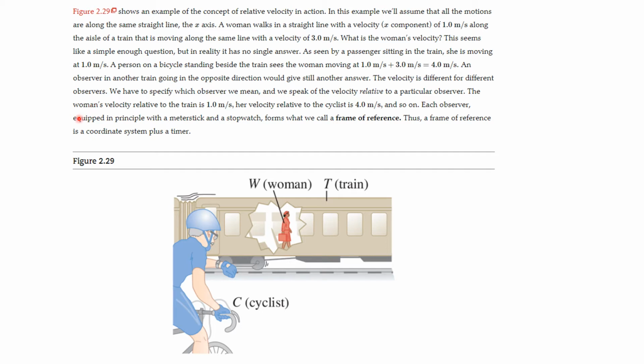The woman's velocity relative to the train is 1.0 meters per second. Her velocity relative to the cyclist is 4.0 meters per second, and so on. Each observer, equipped in principle with a meter stick and a stopwatch, forms what we call a frame of reference. Thus, a frame of reference is a coordinate system plus a timer.